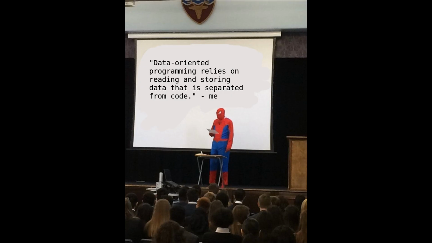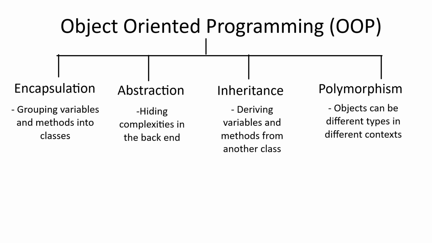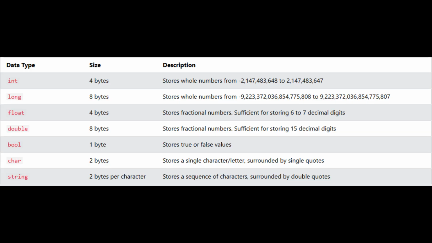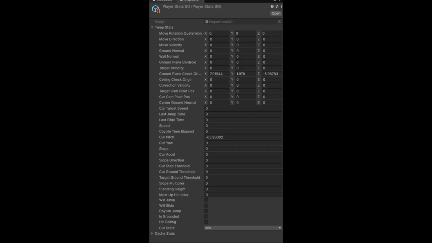In short, data-oriented programming relies on reading and storing data that is separated from the code. This is unlike object-oriented programming that relies on instances of objects and behaviors that define data. You are primarily handling primitive data like floats or int arrays that are saved in a file. Unity scriptable objects can be used to store data in this fashion.